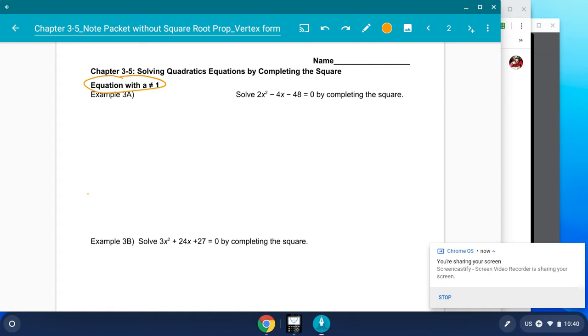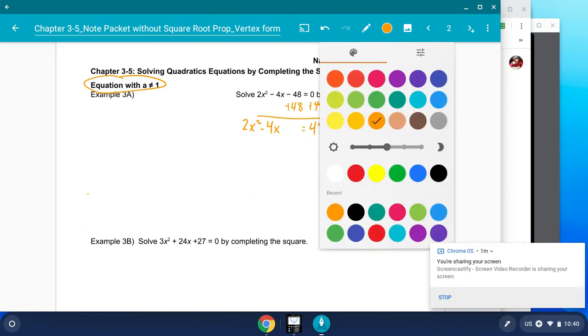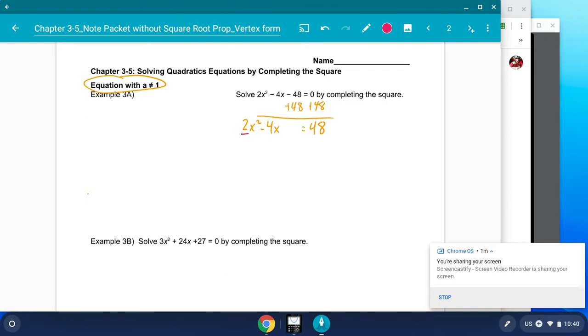So we will start off the same, where we go plus 48 on both sides. And you get 2x squared minus 4x, leave a gap, equals 48. So that's just like usual. This next step is what's different. Because we have this 2 out front, we're going to pull that out front and factor it out, I guess is the mathematical phrase. So 2 divided by 2 is 1, so we have just x squared. Negative 4 divided by 2 is negative 2, so we have negative 2x. Close that parentheses, still equals 48.